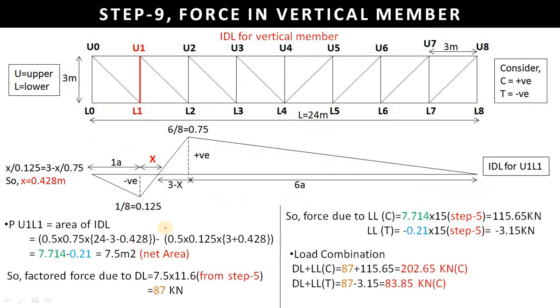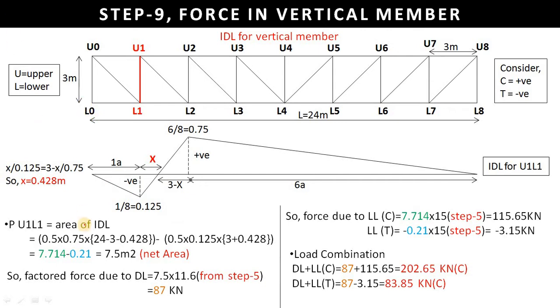Now coming on to the second area, which will be in the negative side. So we will see this part, this triangle. It will be half into height, which will be 0.125 into the base. The base will be 1a, so the value of a is 3. So 3 plus x, 0.428. So it will be 3 plus 0.428.